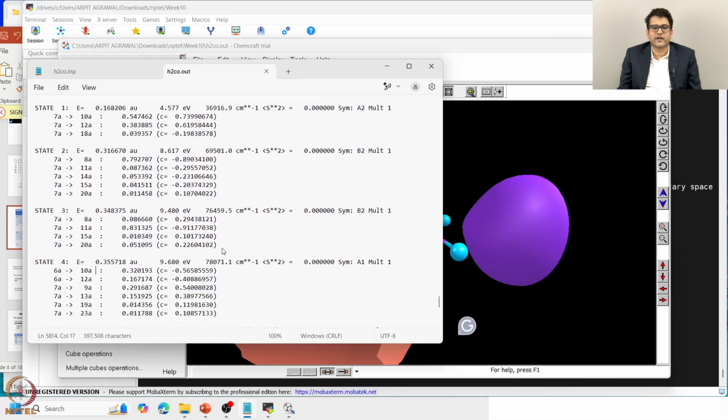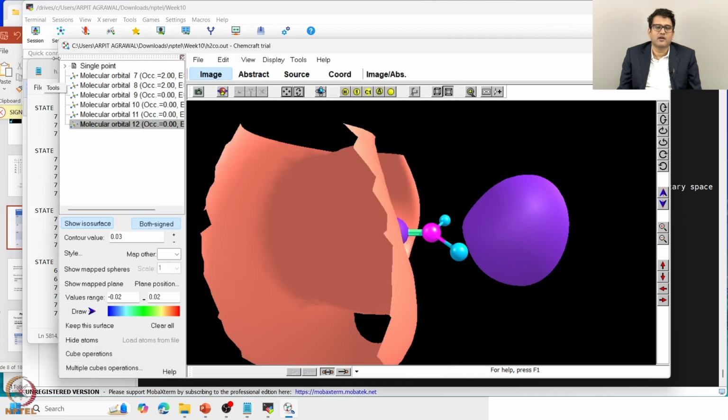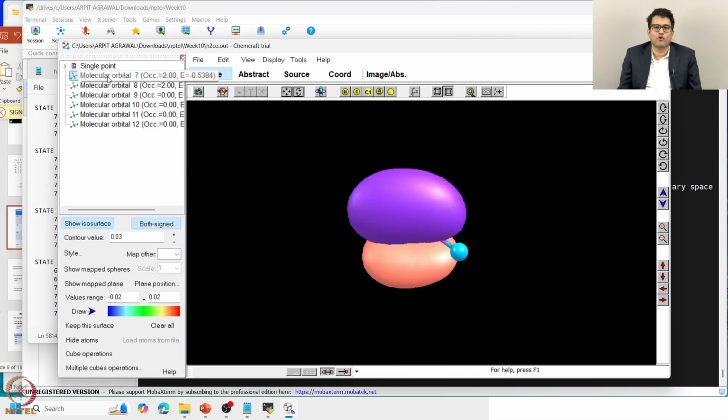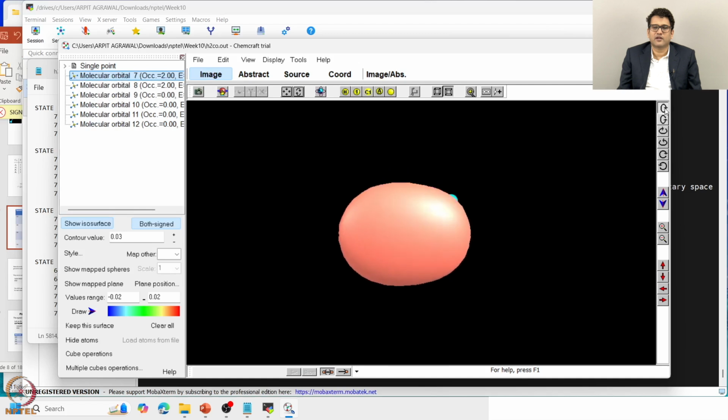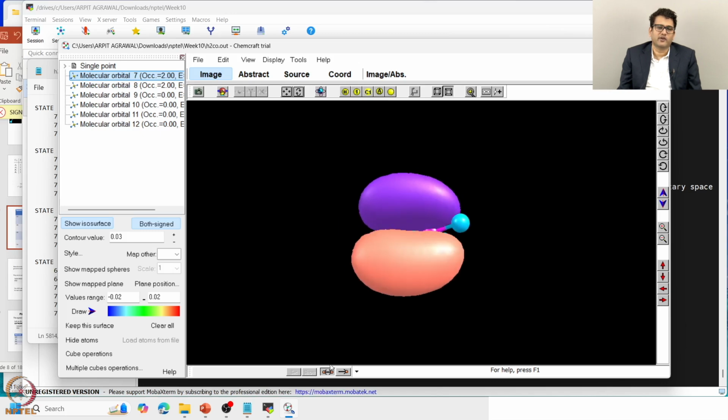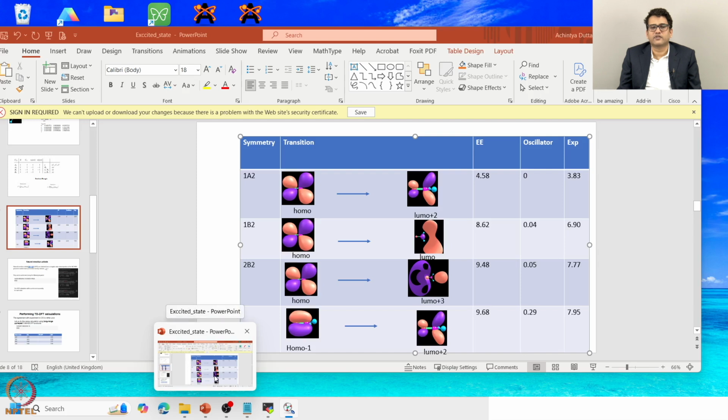The fourth state, the dominant transition is from HOMO minus 1 to LUMO plus 2. LUMO plus 2 I know that it is Rydberg. Let us see HOMO minus 1. So, here you can see the node is along the plane of the bond. So, this is what is called a nice pi orbital. So, this is a pi to Rydberg excited state. So, this is the nature of all the 4 states.